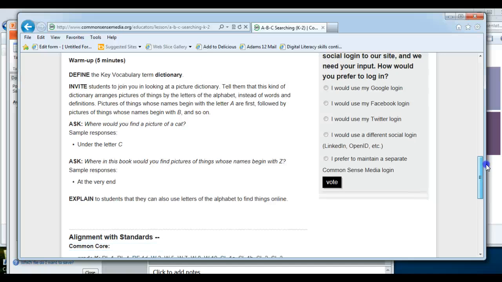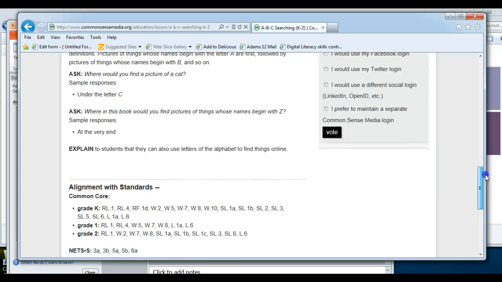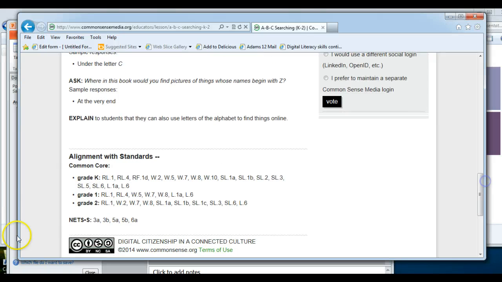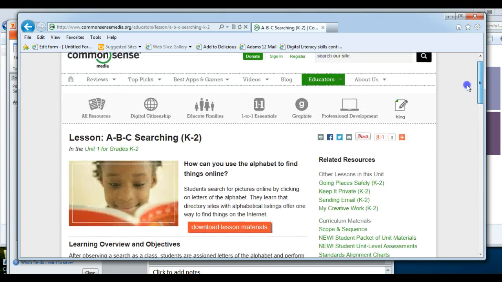It's really, really clearly laid out, and look, there's alignment with Common Core standards and the NET standards, the Educational Technology Standards made by ISTE. It lays everything out for you, which I think is really awesome. And you can see Writing 8 for all three, which is what we're talking about here in the Common Core standards.